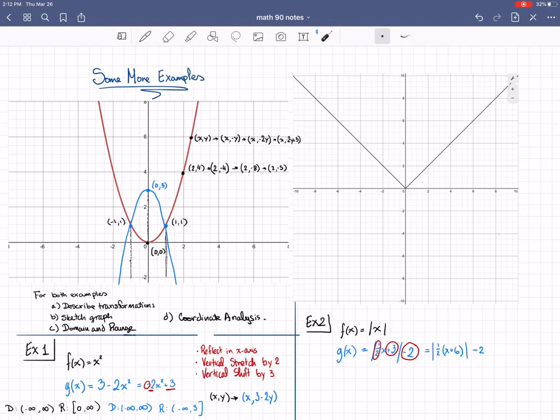So look, we're going to write this out. We have here a horizontal stretch by 2. We have a shift left, right? So we're replacing that x with x plus 6, 6 units.